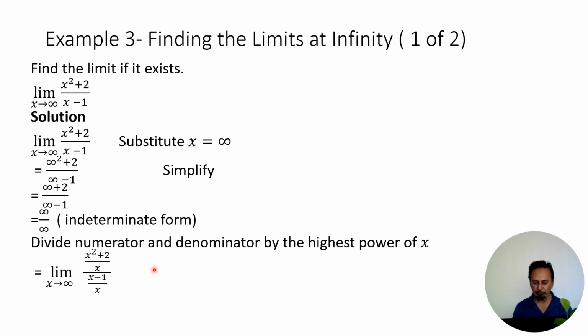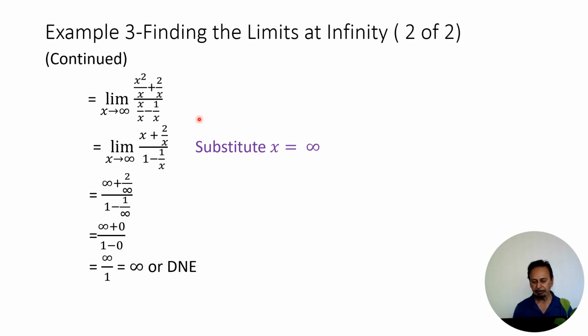So therefore we're going to divide the numerator and the denominator by the highest power of x in the denominator. The highest power of x is x. So we're going to divide the numerator x squared plus 2 by x, and x minus 1 by x. And then we divide individually, like x squared over x and 2 over x, and similarly here x over x minus 1 over x, and we have this. Now we simplify: x squared over x is x, plus 2 over x, and x over x becomes 1, minus 1 over x. So I substitute x equal to infinity again.